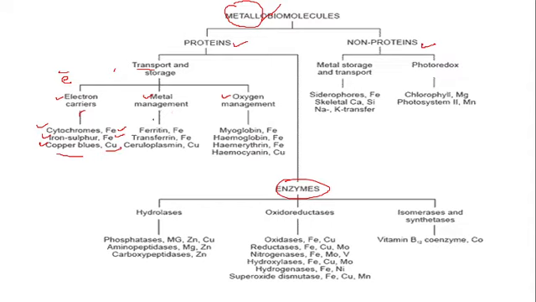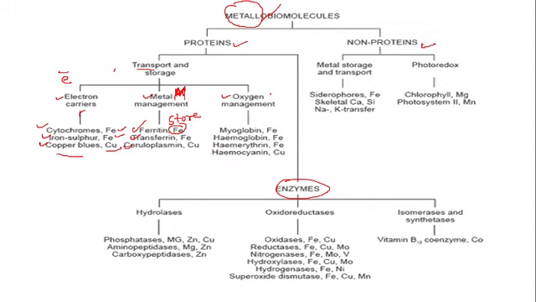Next, metal management. This metal management has the function of storage and transportation of metals. Here the examples of metal management proteins are ferritin, transferrin, and ceruloplasmin. Ferritin contains the metal Fe, and has the function to store Fe. Transferrin also contains Fe, and has the function to transport Fe. And ceruloplasmin has the function to transport and store copper. It contains the central metal copper.